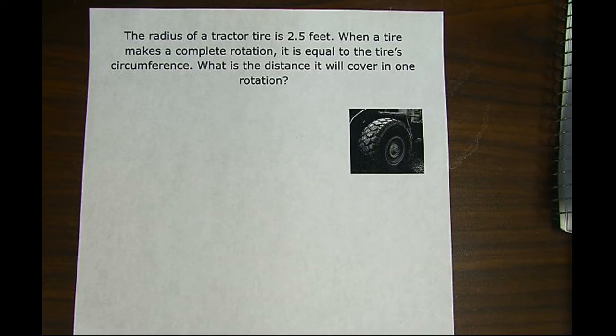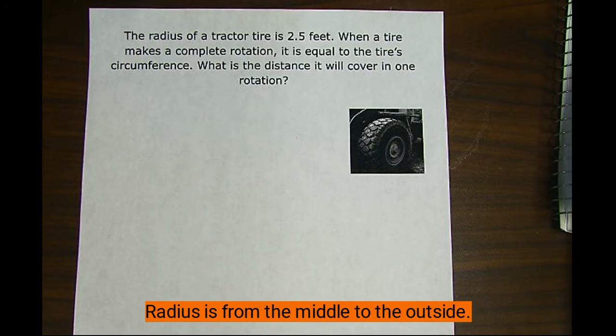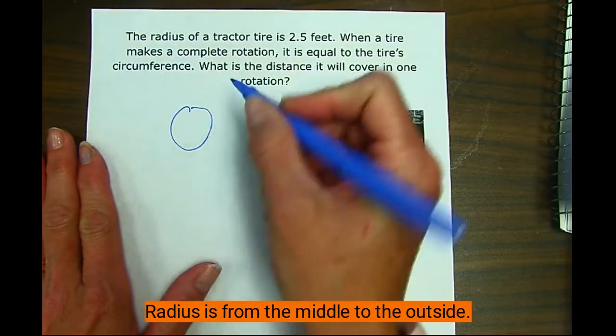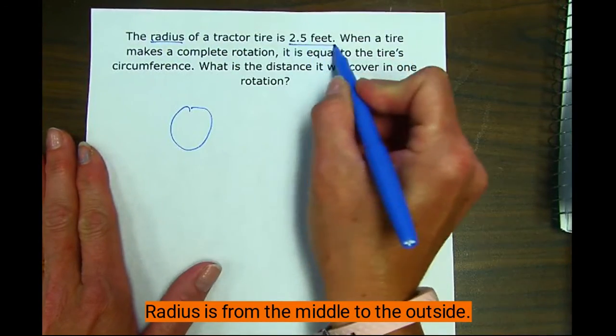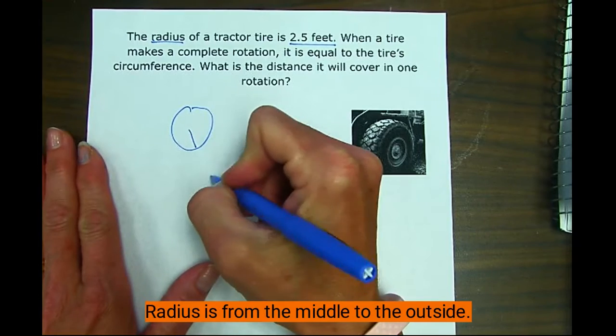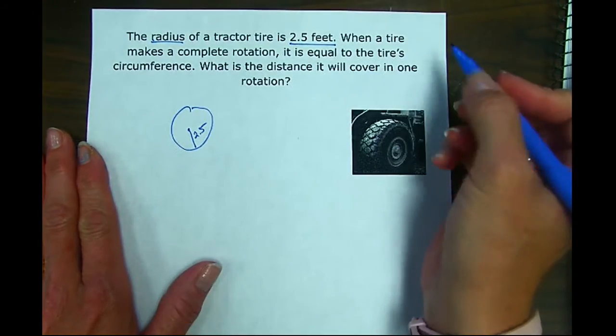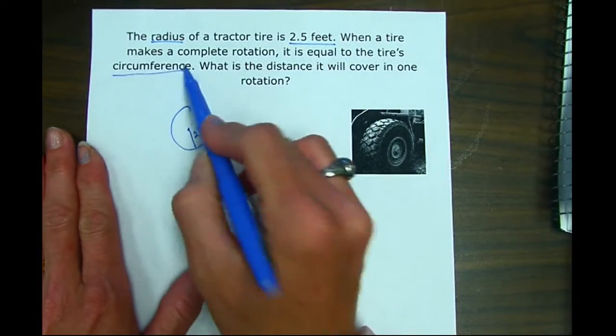This problem says that the radius of a tractor tire is 2.5 feet. When a tire makes a complete rotation, it is equal to the tire circumference. What is the distance it will cover in one rotation? So the first thing we need to do is draw our circle to make sure we know what we're given. This is the radius, 2.5. I know if I do my r, it's a small letter. So 2.5 is the radius. The question talks about the circumference.